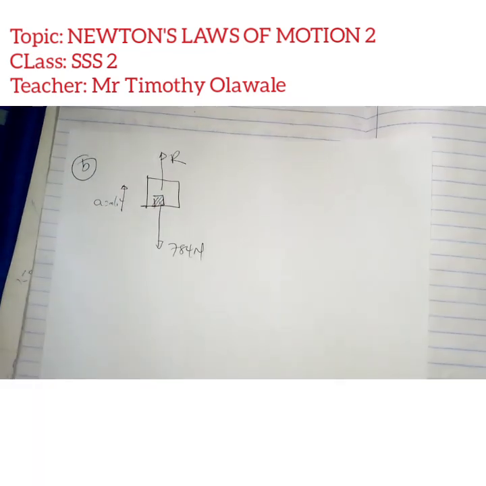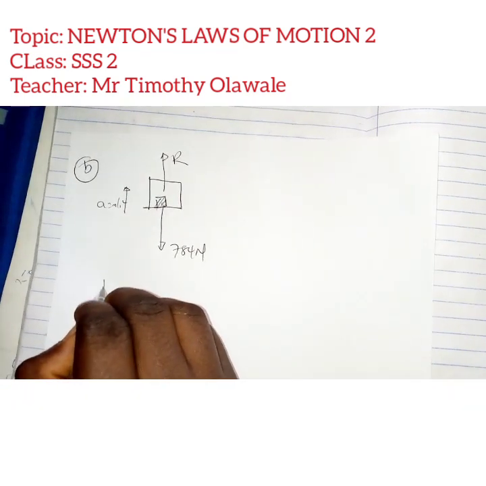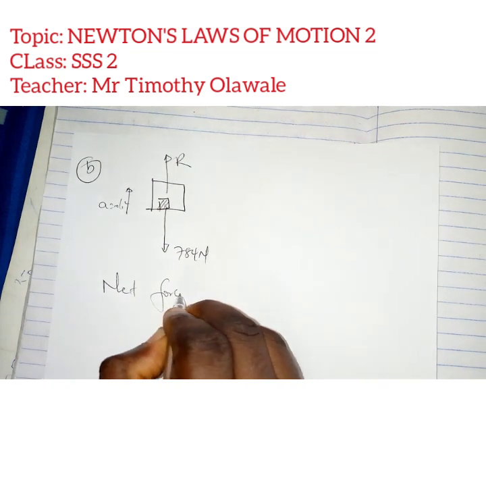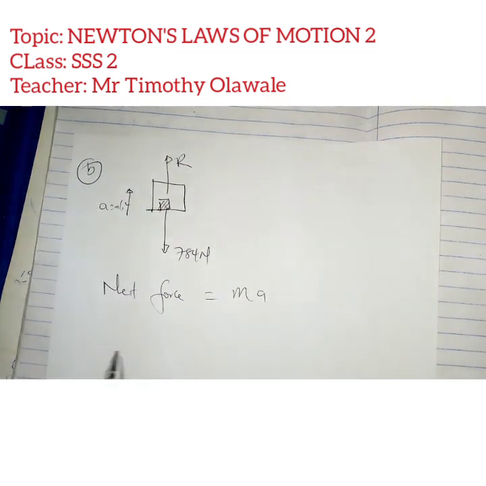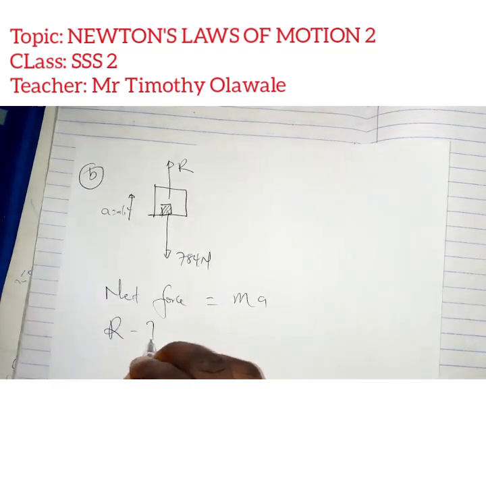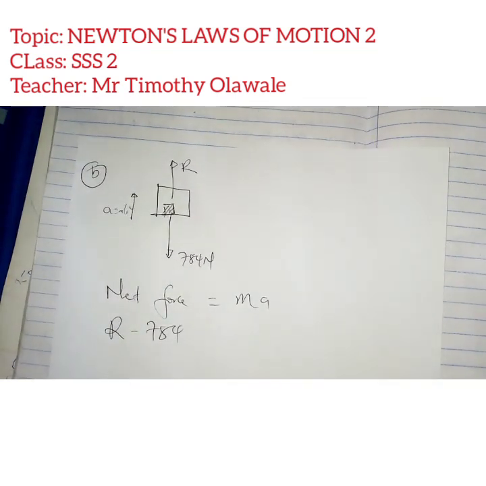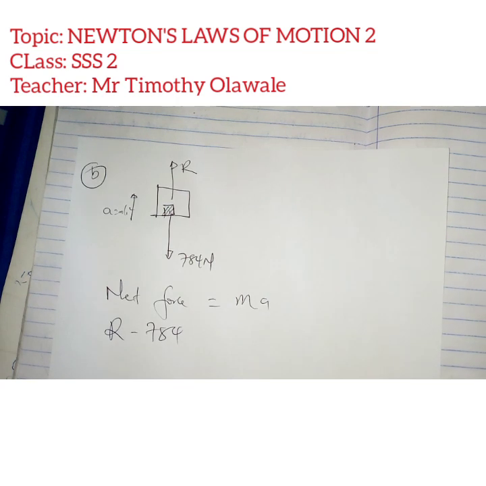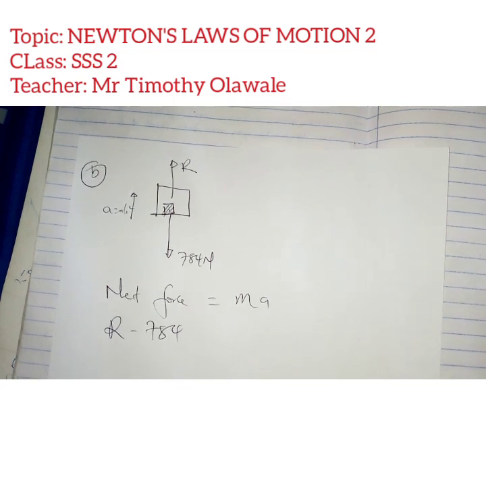So same thing we did in the previous question. We say net force equals ma. What's the net force? Reaction minus 784, R minus 784. Now, someone will ask me a question. Why did we say R minus 784? Why didn't we say 784 minus R?